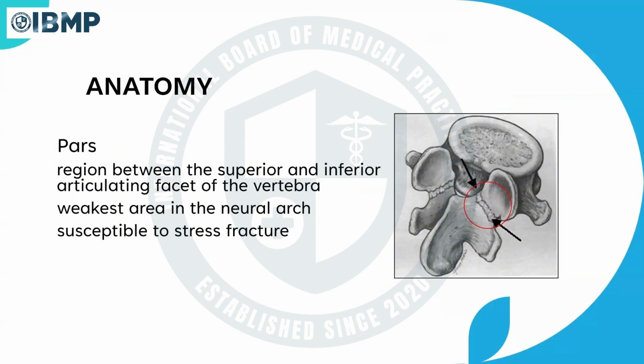Okay, so pars, what is pars? Basically, pars is the region between the superior and the inferior articulating facet of the vertebra. It is the weakest area in the neural arch, because a lot of force is coming here, and anatomically, it is a very thin piece of bone. If you see the articular facets above and below, or the spinous process, or the vertebral body, they are all very thick. But this pars interarticularis, the connection between the superior and the inferior articular surface, is very thin, and that's why it is very susceptible to stress, leading to a fracture.